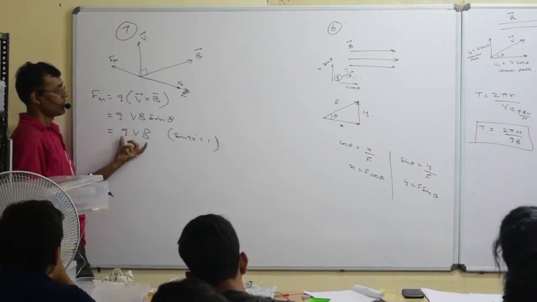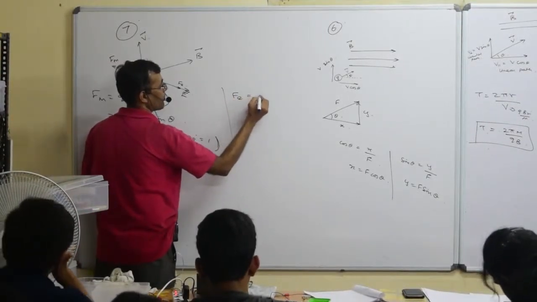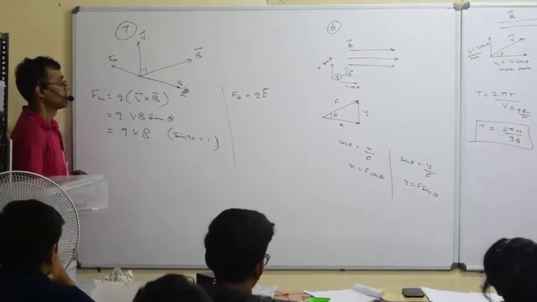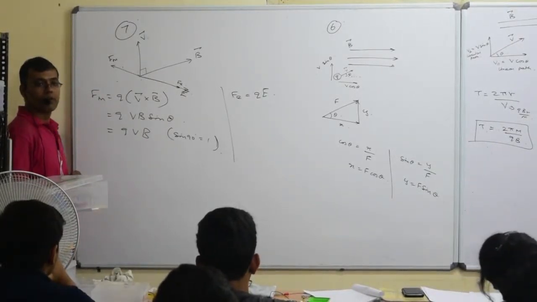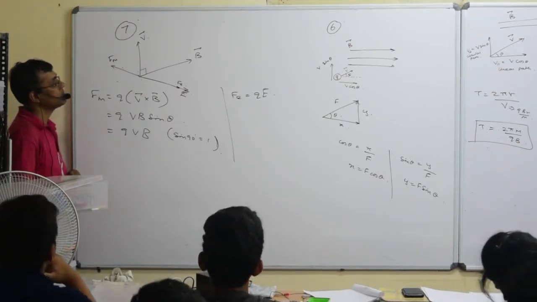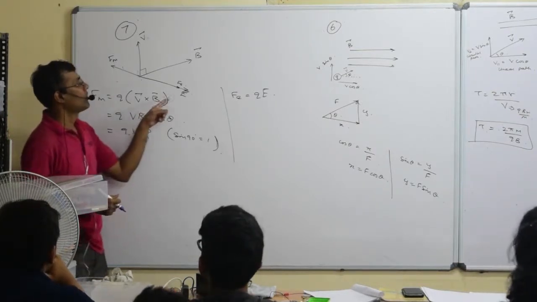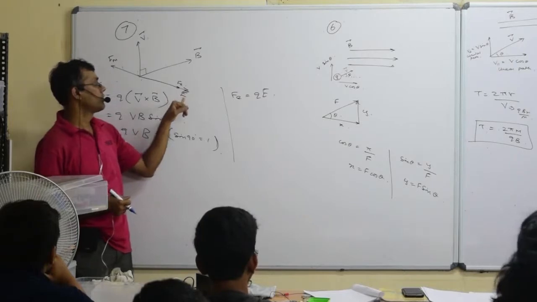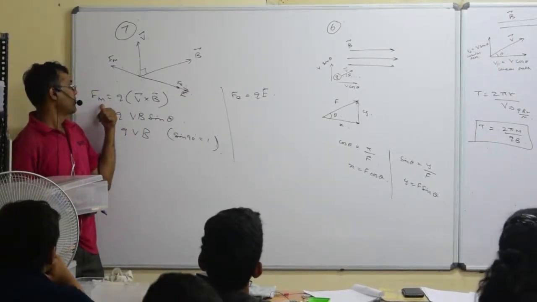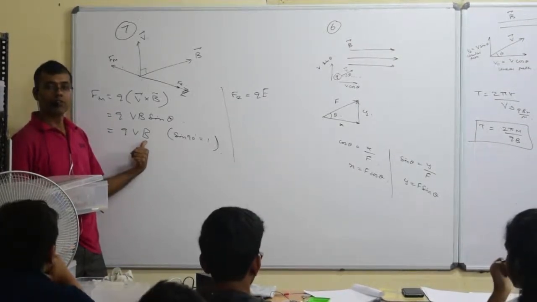So Fm is given by QVB, right? Fe is QE. You already know this. Agreed? So the force Fe can be adjusted by adjusting the electric field. The force due to the magnetic field can be adjusted by adjusting the magnetic field. Can you see that? Right?